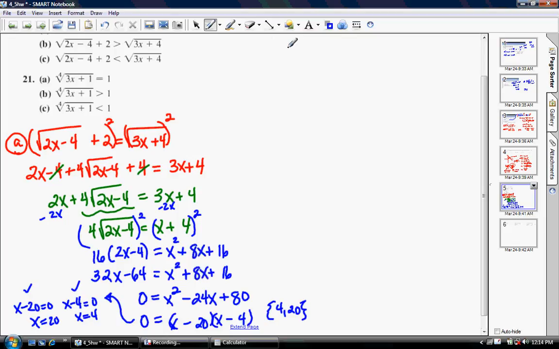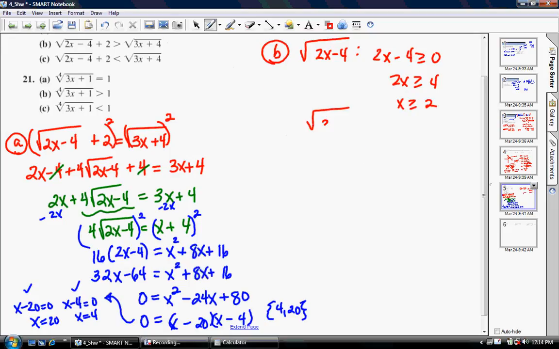Now let's talk about solving part B, the inequality. To solve the inequality, we've got to consider the domain of the square root of 2x minus 4, which is where 2x minus 4 has to be greater than or equal to 0, or where 2x is greater than or equal to 4, or x is greater than or equal to 2.